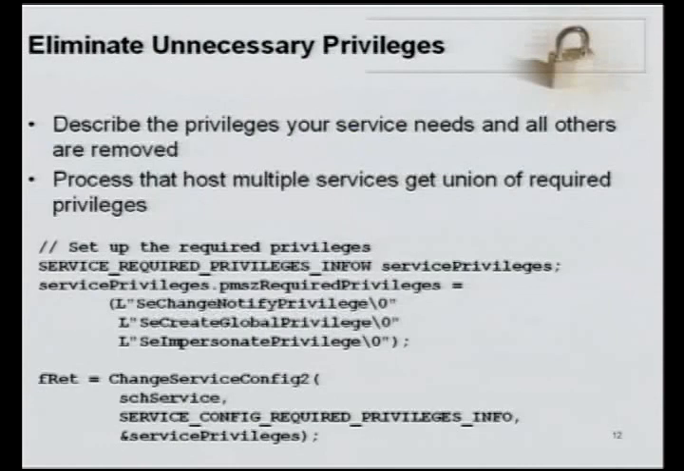The next thing we introduced was a way for services to declare what privileges they needed, and for the service control manager to automatically strip all the unnecessary privileges from their token. There are APIs that people can call to say, here's a set of privileges I'm going to use. If you have multiple services in a service host, the service control manager takes a union of those and puts it in there and strips away all the rest.